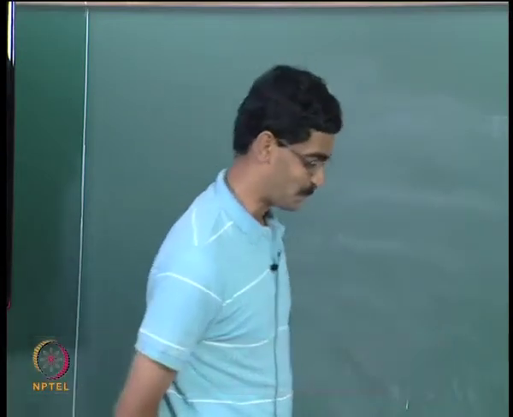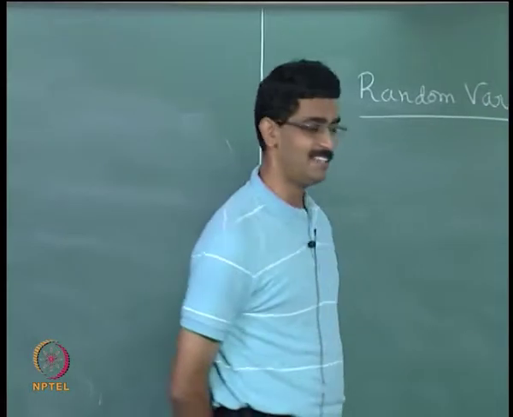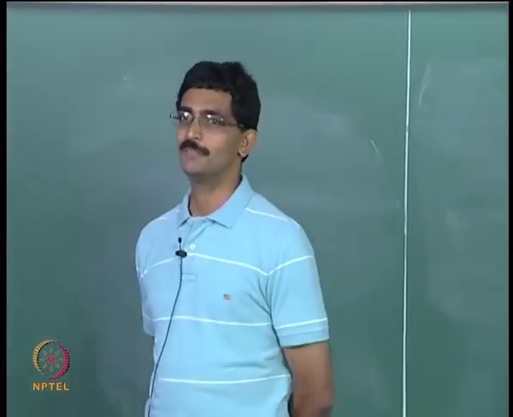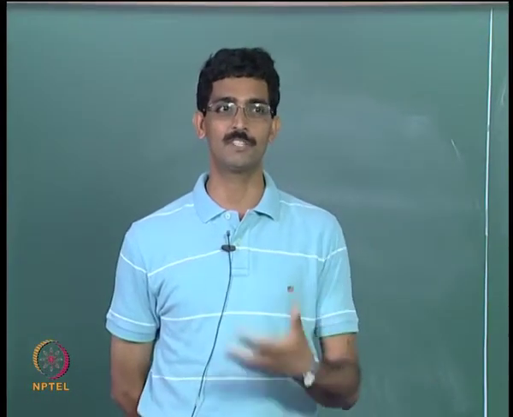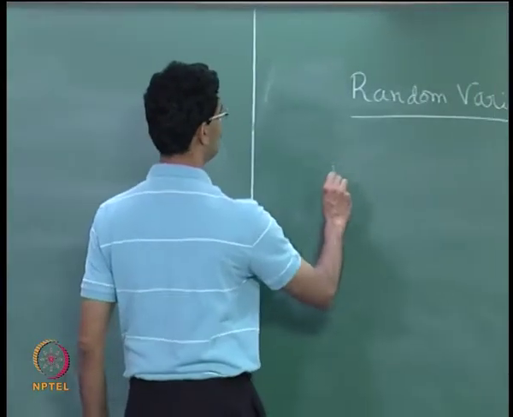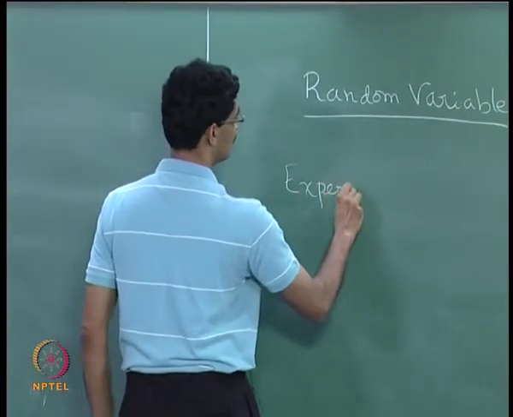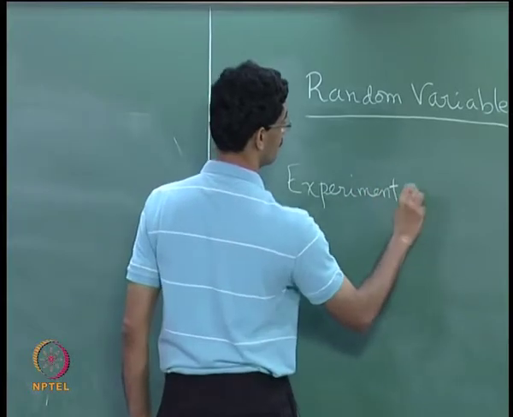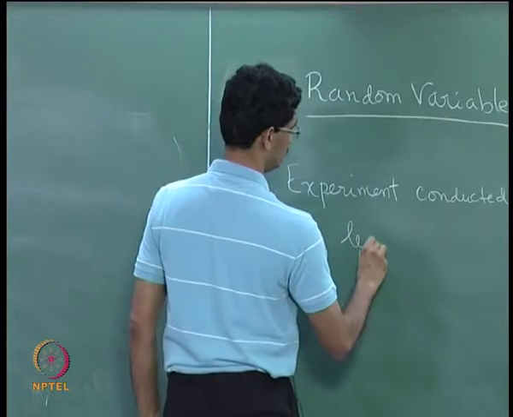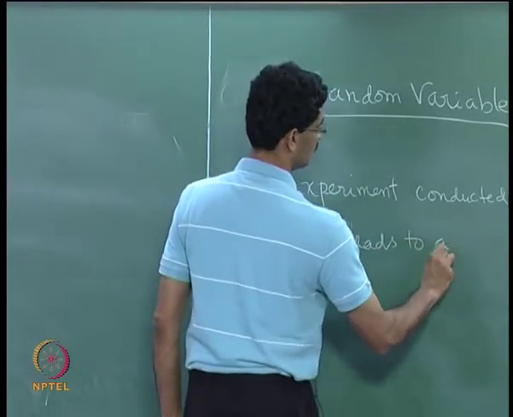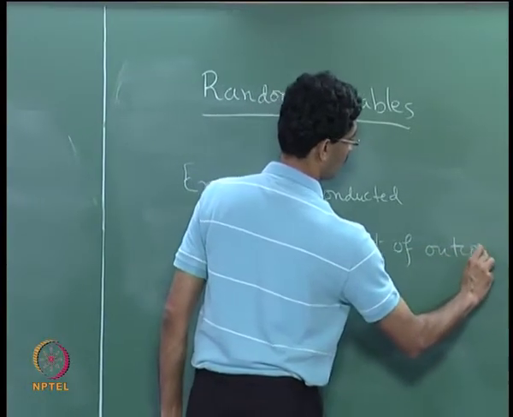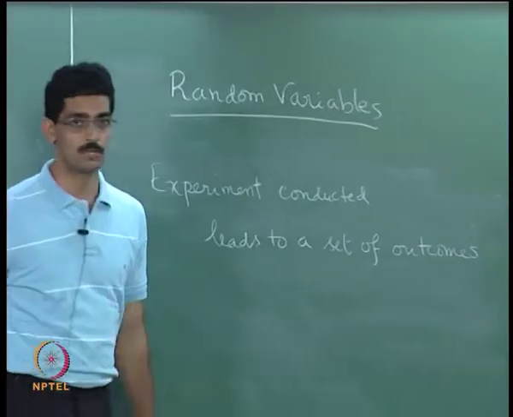Okay. So you normally think of when we design a system, right? We conduct experiments on the system, right? So you have an experiment that will have a set of possible outcomes, right? So that's where we start. So you have an experiment conducted, which leads to a set of outcomes, right?